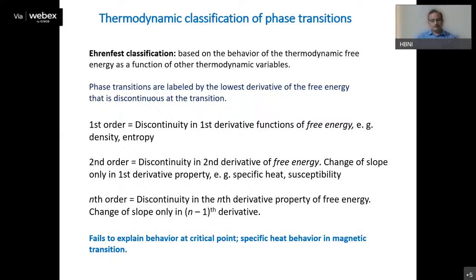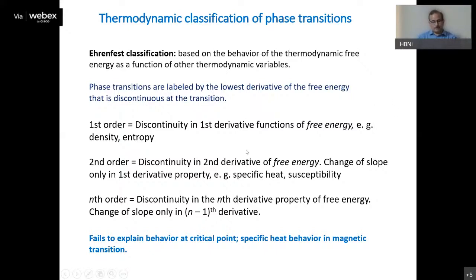And if you have discontinuity in the second order derivative of free energy, then you call it a second order phase transition. For example, specific heat, susceptibility, these are the second order derivative of free energies. So if you have discontinuities in these quantities, this will be called a second order phase transition.